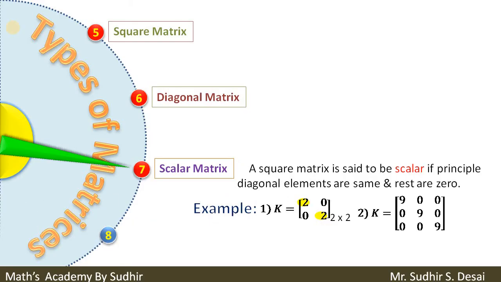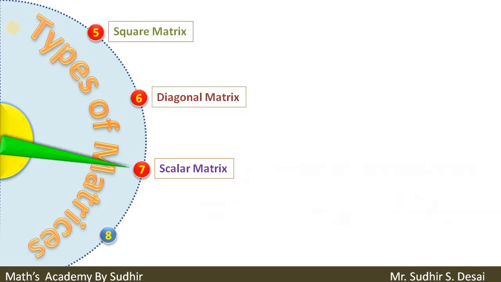Take another example. Here the matrix K is of order 3 by 3. Rows and columns are the same, so it is a square matrix. Principal diagonal elements are the same and the rest of the elements are 0. So this is a scalar matrix.